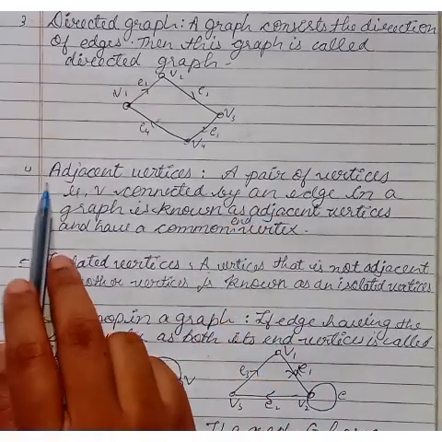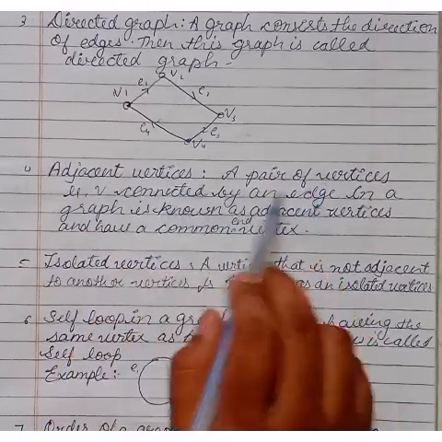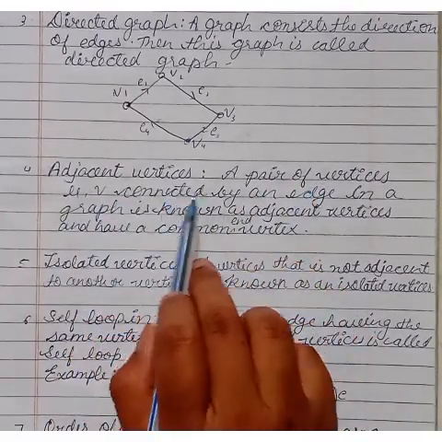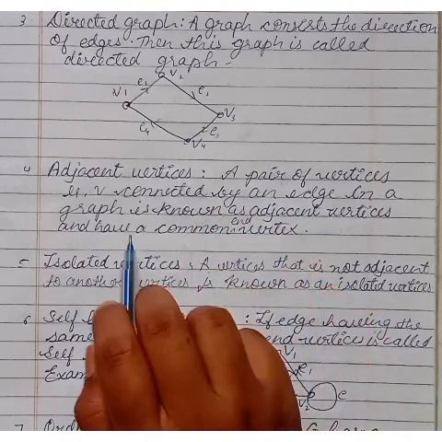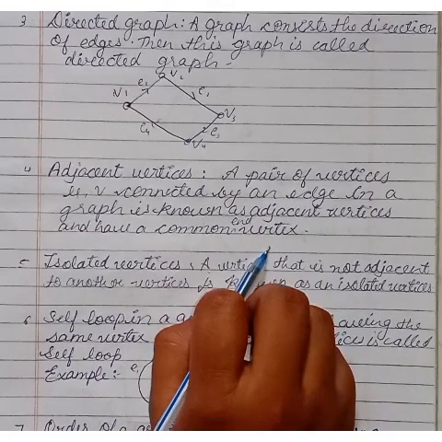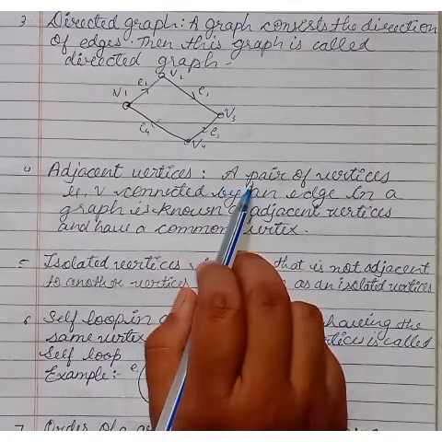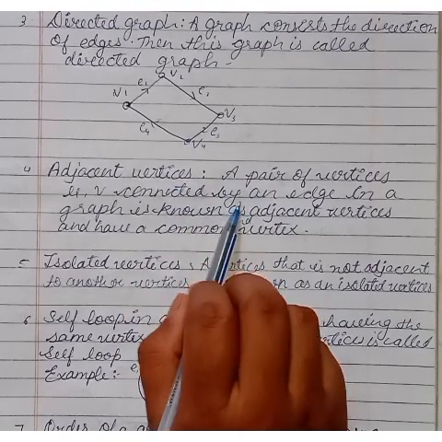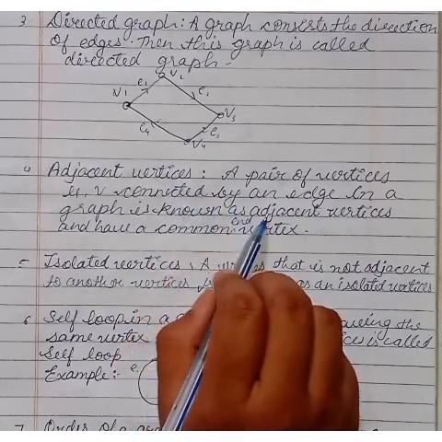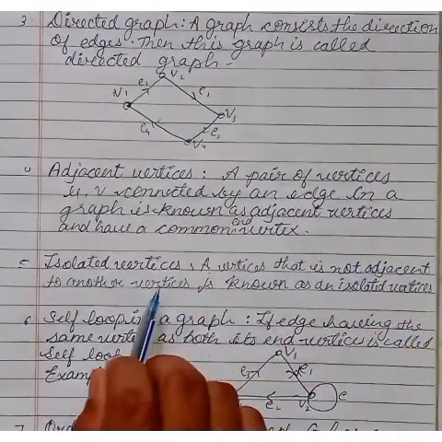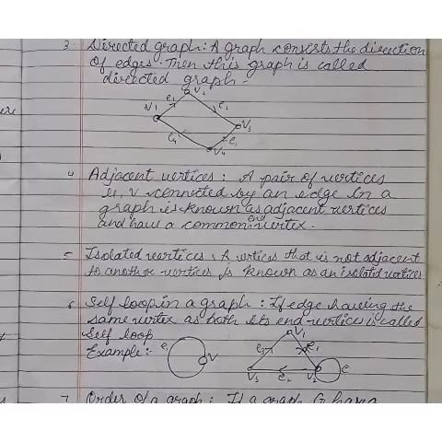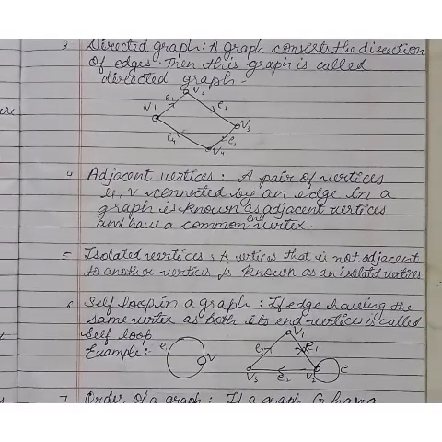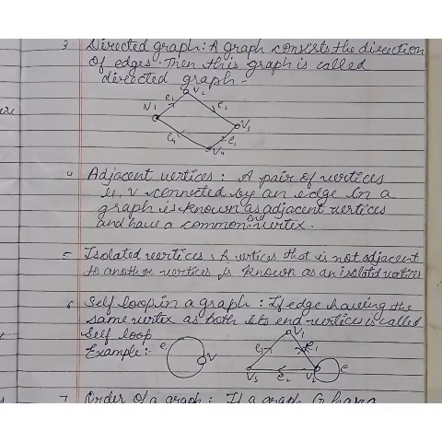Now the second one is adjacent vertices. A pair of vertices U and V connected by an edge in a graph is known as adjacent vertices and have a common end vertex. The two vertices are connected adjacently, end to end.